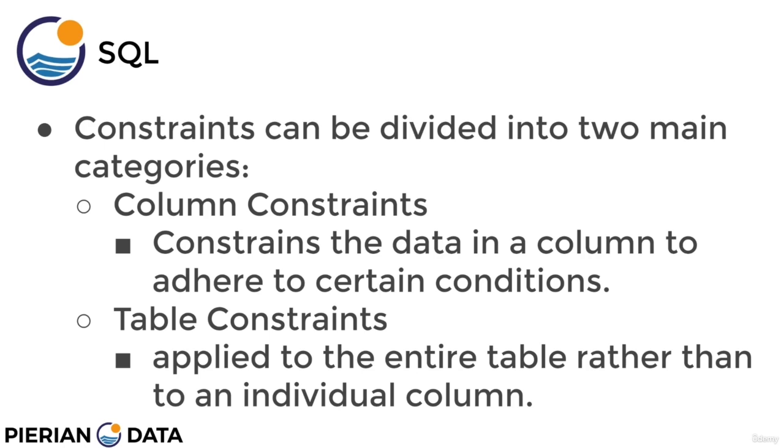Constraints can generally be divided into two main categories. There are constraints on a column, which constrains the data in a single column to adhere to certain conditions, and then there are table constraints, which are applied to the entire table rather than just an individual column.